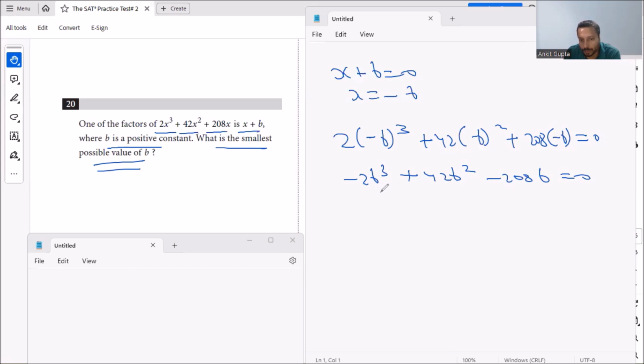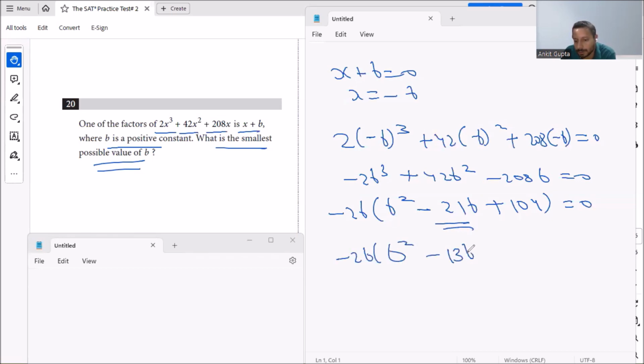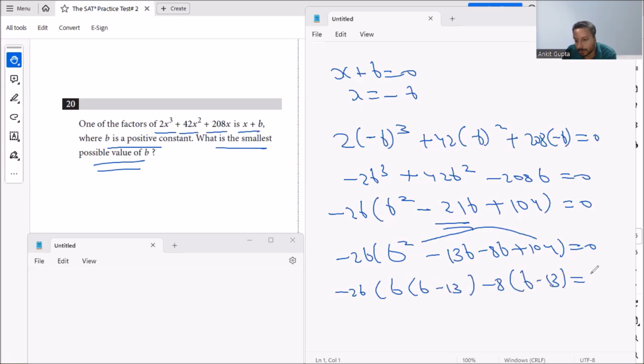We can take minus 2b common. So it will become minus 2b times b squared minus 21b plus 104 is equal to 0. So we can split minus 21b as minus 13b minus 8b, because minus 13b minus 8b will become minus 21b, and the product of those two will become the product of b square and 104, which will be 104b square. So minus 2b multiplied by, we can take b common, b times b minus 13 minus 8 times b minus 13 is equal to 0.